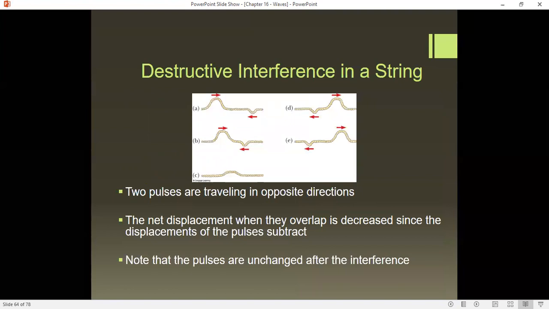And again, you can see two pulses on a string passing by one another. Here's a larger pulse, here's a smaller pulse. They combine to produce a smaller pulse, but they don't cancel each other out forever. The smaller pulse ends up going on its way, the larger pulse ends up going on its way. They act like ghosts. They don't interact.